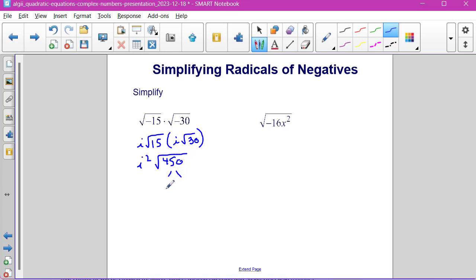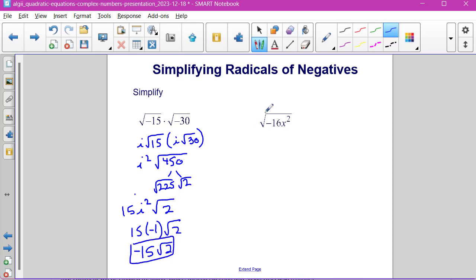Now, 450 does have a perfect square that divides into it nicely, and that's 225, and it divides into it twice. So we still have, and then we're going to square root both of these. So we still have the i squared, but now we have 15 i squared, and then the square root of 2 remaining. Now i squared can be rewritten as negative 1, so we have 15 times negative 1 times the square root of 2. And now when we multiply 15 and negative 1 together, we have negative 15 times the square root of 2 as our final answer in this problem.